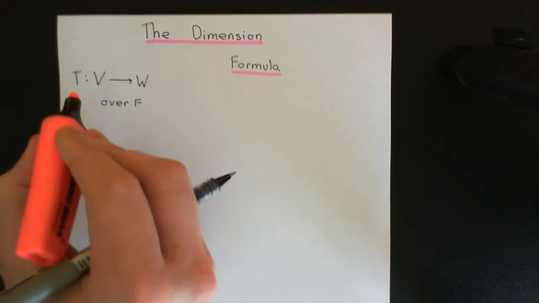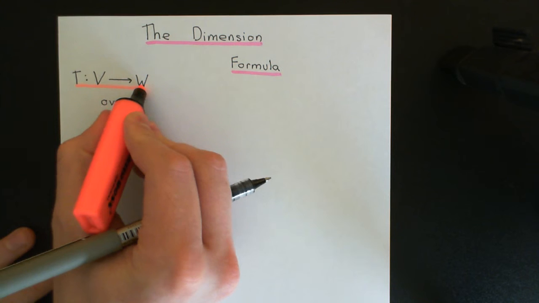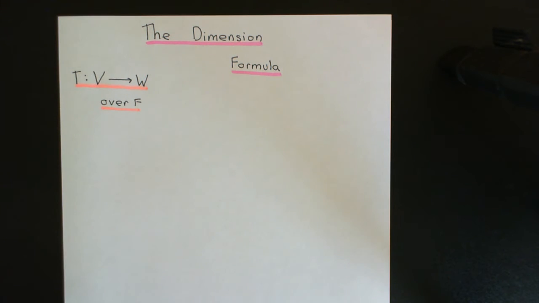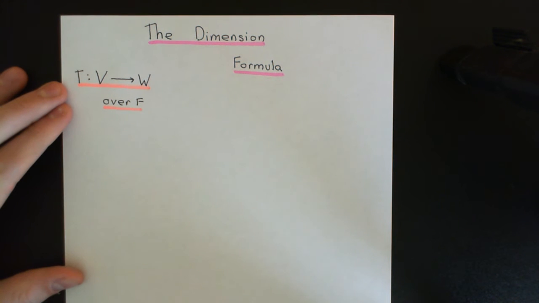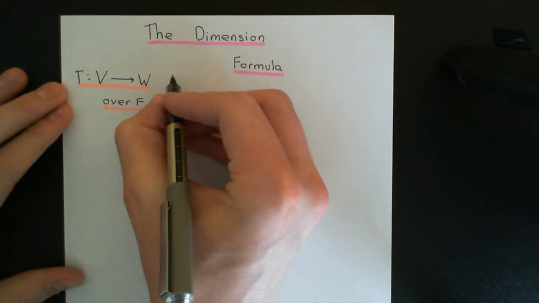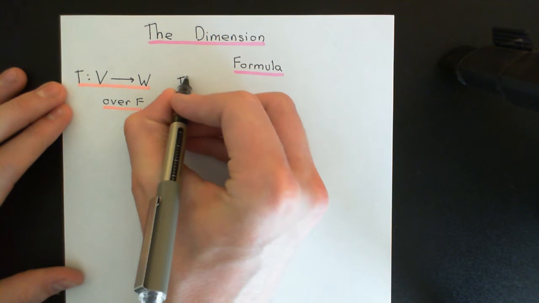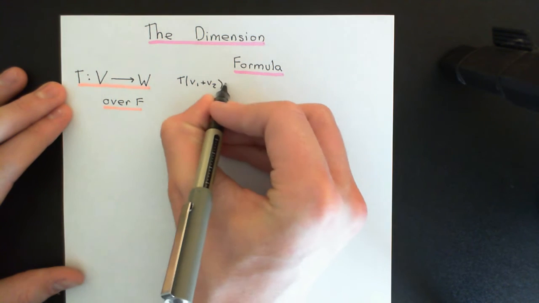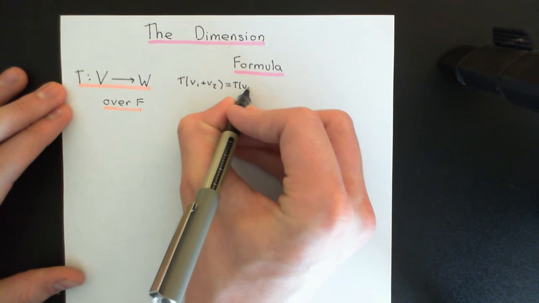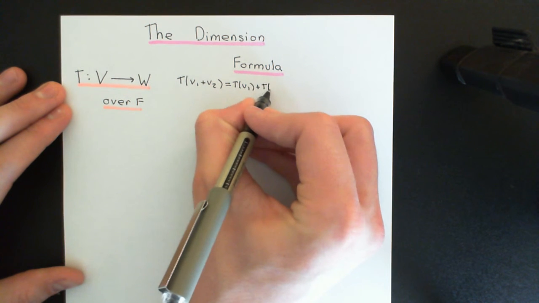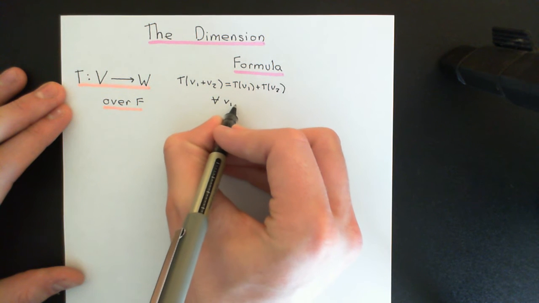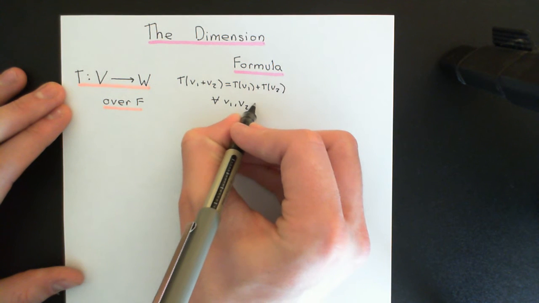Okay, now in order to qualify as a linear transformation, a map from the vector space V to the vector space capital W has to obey some nice properties, okay, specifically two nice properties. Okay, and these two nice properties are that T of V1 plus V2 has to equal T of V1 plus T of V2 for all V1 and V2 that you can possibly pick from the vector space capital V.